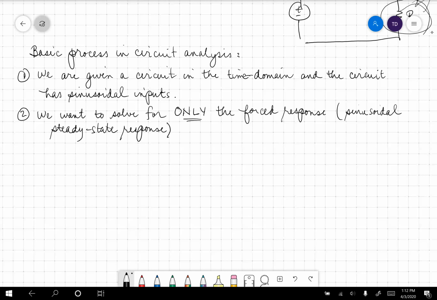It's important, we only want that, because if we want the transient response, the homogeneous response, the natural response, a lot of people call it the transient response, this doesn't work. We've got to go to the differential equations method, or wait a chapter or two until we talk about another concept that we can use called Laplace transforms. So we want to solve for only the forced response. Okay, so what do we do? Convert the circuit to the frequency domain.